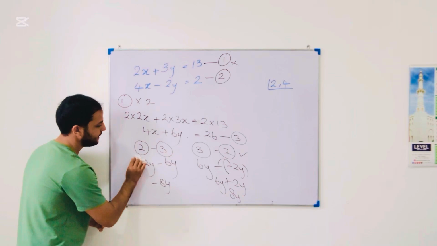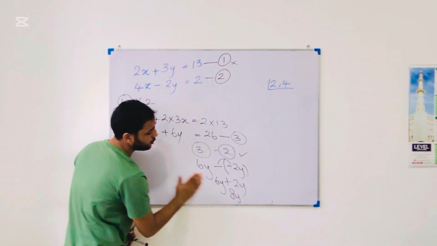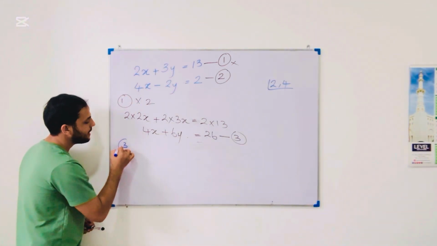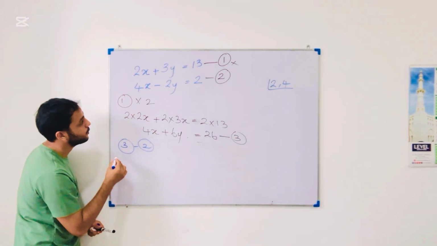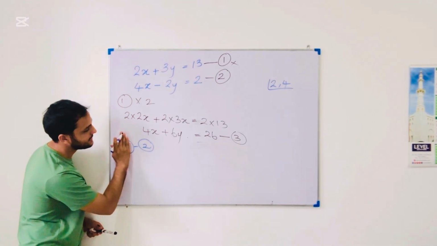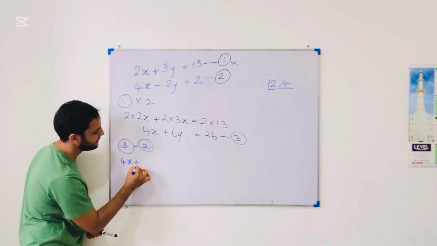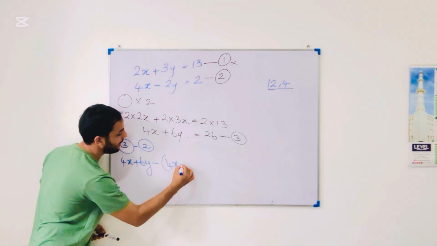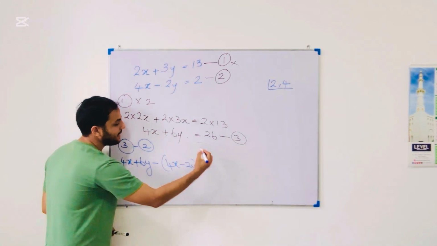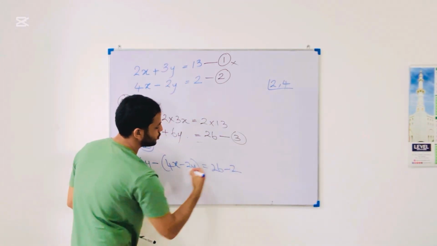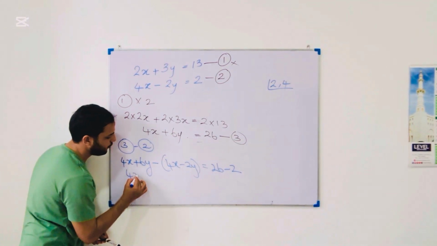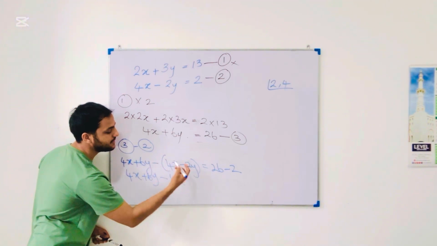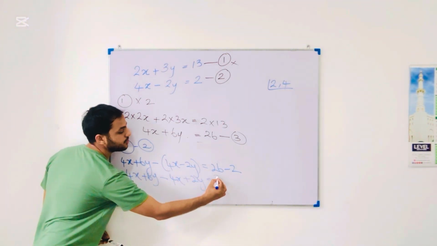Okay, so we'll quickly erase the board. To get y positive, you go with 3 minus 2. So we'll do 3 minus 2. What do you end up with? On the left-hand side, the third equation, 4x plus 6y, minus the left-hand side of your second equation, 4x minus 2y, equal to the right-hand side of your third, 26 minus 2. Now if you open the bracket: 4x plus 6y, minus into plus is minus 4x, minus into minus is plus 2y, equal to 24.